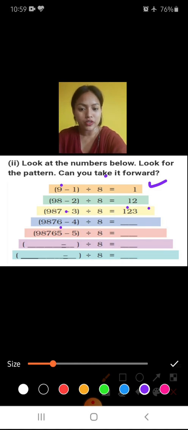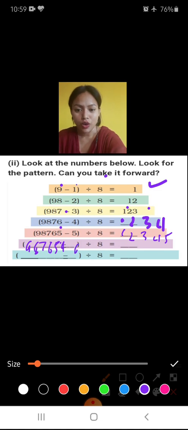Minus 4. So what will come? 1, 2, 3, 4. What will be the quotient? 1, 2, 3, 4. Similarly, in the next step, 9, 8, 7, 6, 5 minus 5. So what will come? 1, 2, 3, 4, 5 and 5 only. Now in the next step, it will be 9, 8, 7, 6, 5, 4 minus 6, because the subtraction is also 1, 2, 3, 4, 5.